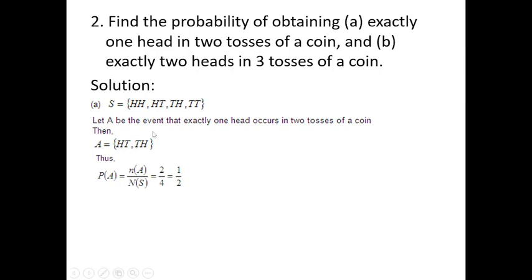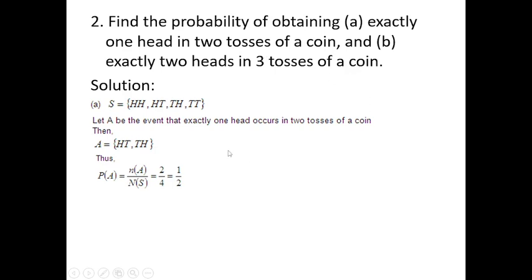So, ito lang ating solution. Bilangin natin ilan lahat ng elements or outcomes dun sa event A, which is 2, no? Then, bilangin natin lahat ng mga outcomes dun sa sample space, 4. 2 over 4 is 1 half, or 50%. So, 50% chance that exactly one head, no, will be obtained in two tosses of a coin.